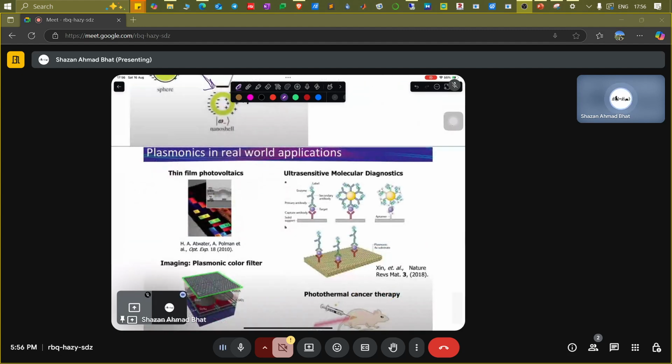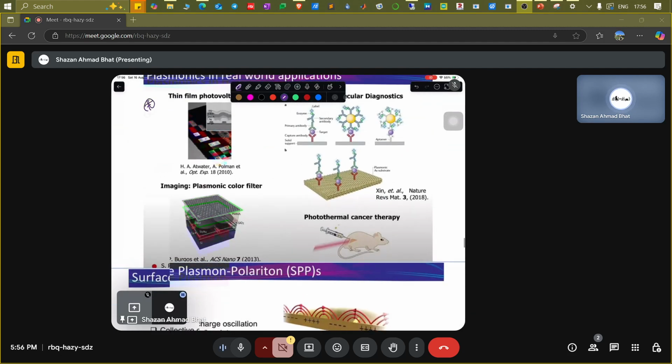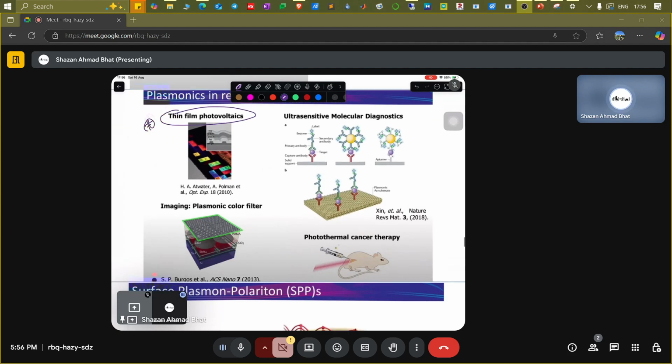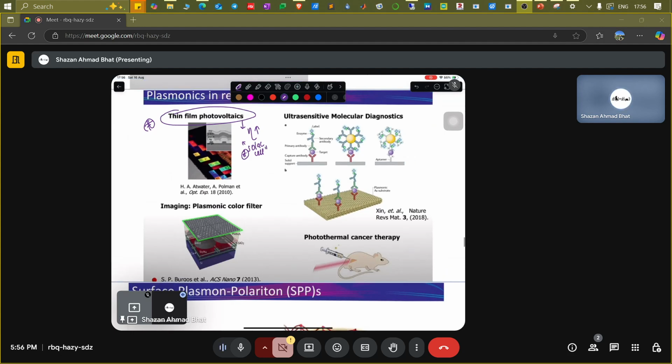Okay, so now what are the real world applications of these? The professor has definitely covered the real world applications. There are thin film photovoltaics, in order to increase the efficiency of the solar cells. For solar cells, you can concentrate the incoming light, or you can couple electromagnetic light with the solar cell in order to increase the efficiency. You can also have molecular diagnostics, basically for sensing purposes.